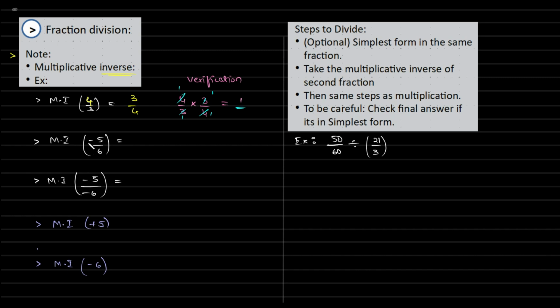Same thing with the next one, multiplicative inverse of negative 5 by 6. It will be negative 6 by 5. We'll just verify that. Negative 5 by 6 into negative 6 by 5. Negative into negative is positive. 6 and 6, 5 and 5 will get cancelled, and we'll get 1. That's it. So can you please pause and try to find the multiplicative inverse of next set of numbers.